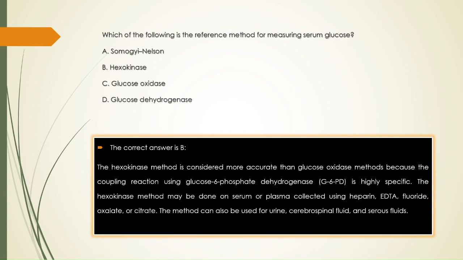The correct answer is B. The hexokinase method is considered more accurate than glucose oxidase methods because the coupling reaction using glucose-6-phosphate dehydrogenase, G6PD, is highly specific. The hexokinase method may be done on serum or plasma collected using heparin, EDTA, fluoride, oxalate, or citrate. The method can also be used for urine, cerebrospinal fluid, and serous fluids.